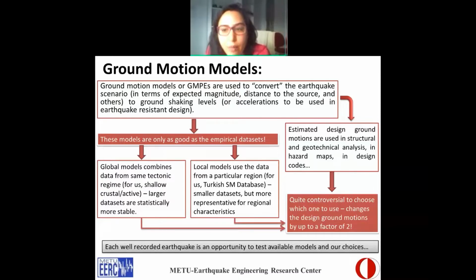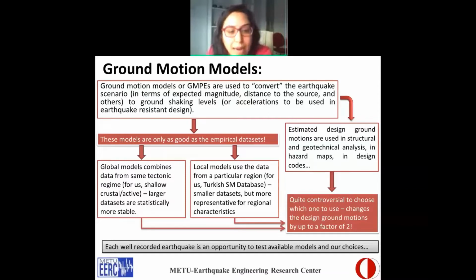So these ground motions, or the estimated design ground motions, are used in structural and geotechnical analysis, dynamic analysis. They are used in hazard maps, and they are used in design codes. These ground motion models, on the other hand, are only as good as the empirical data sets. And in terms of empirical data sets, we can divide them into two broad groups.